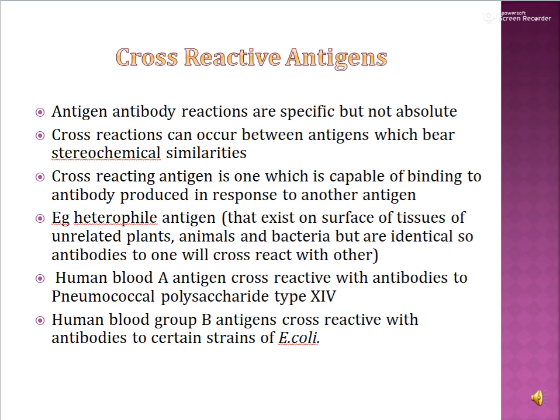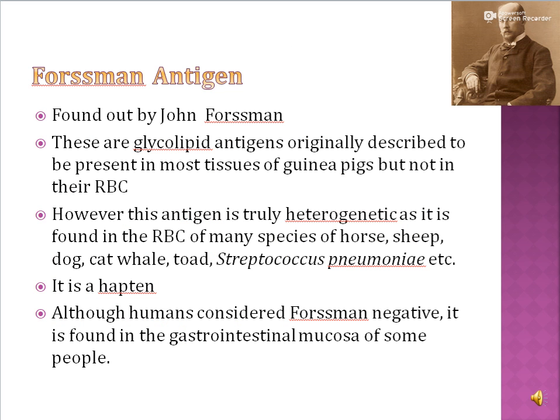Now let's move on. The next one which we have is the Forssman antigen. It was found by John Forssman, and these are glycolipid antigens originally described to be present on most tissues of guinea pigs but not on their RBCs. And this antigen is found to be truly heterogenic as it is found in the RBCs of many species of horse, sheep, dog, whale, cat, toad, Streptococcus pneumoniae, etc. And it has been found to be a hapten.